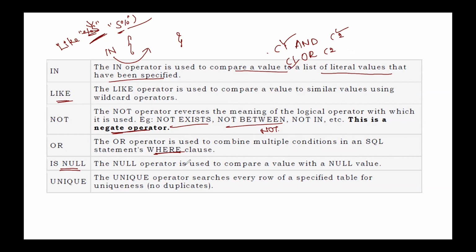IS NULL is an operator used to compare a value with null. So if I'm going to check an attribute value, if a column value is null, I will use IS NULL to check whether the given value is null or not.